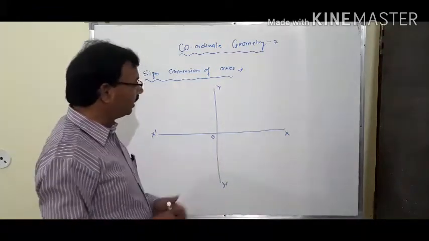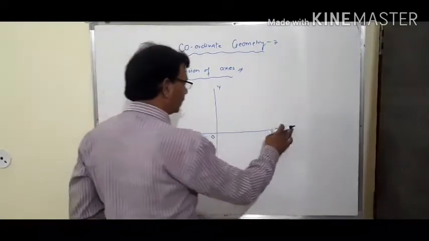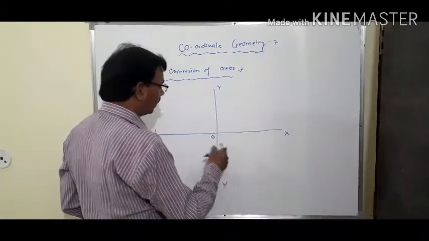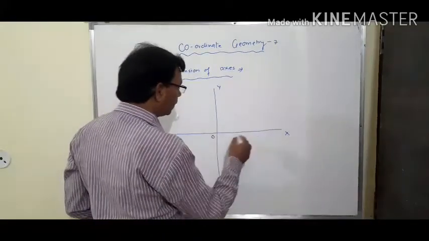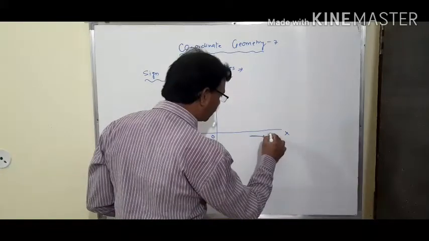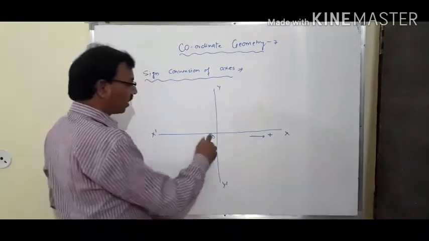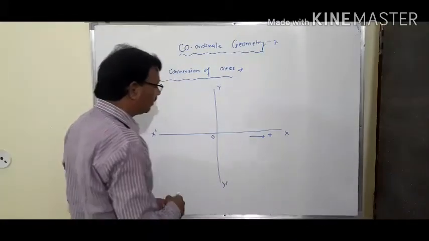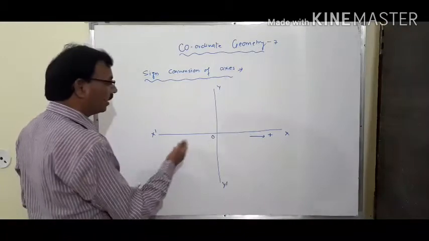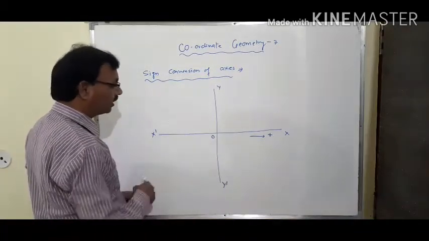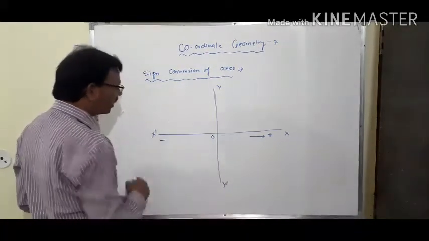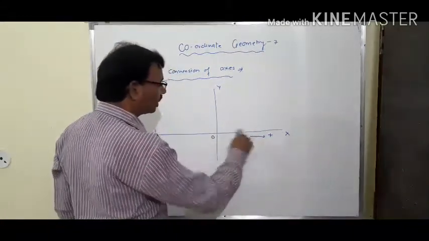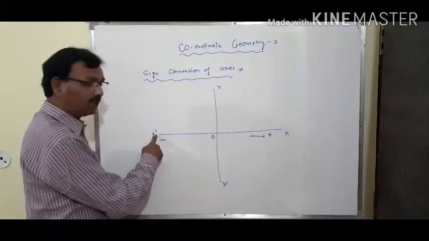Now, distance measured on this axis will be defined as follows. If we go on the x-axis to the right side from the origin, this distance is measured as positive. And if we go to the left side from the origin, this distance is measured as negative. That means distance OX will be positive and distance OX dash will be negative.